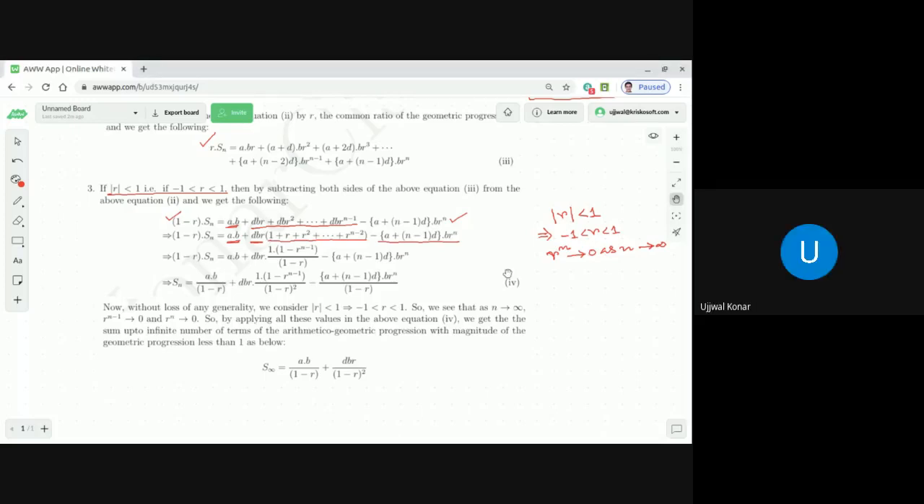So then what we get is that we see that both these terms, the moment we see that r to the power n minus 1 tending to 0, then this d b r into 1 minus r to the power n minus 1 actually reduces to only 1, correct? So that's what we wrote. So d b r by 1 minus r whole square, correct? Now here r to the power n is 0, so that means this term is completely reduced. It's not there at all.